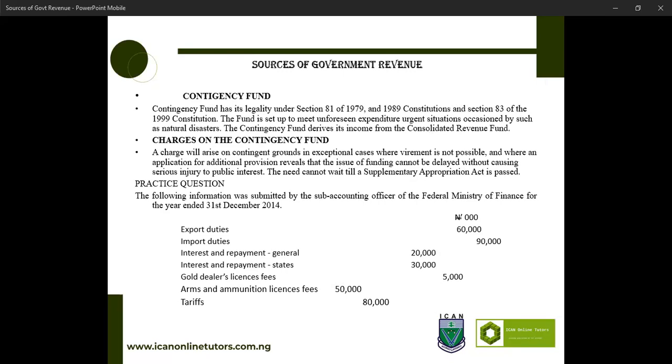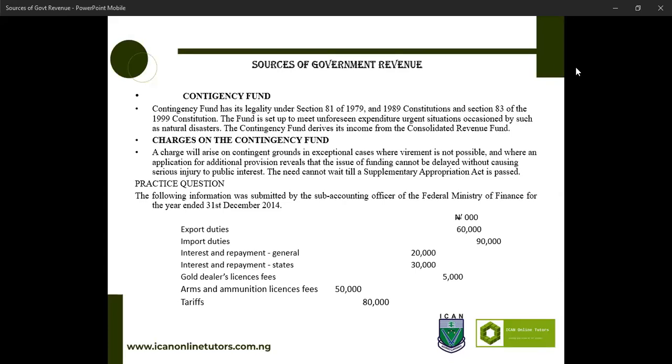The contingency fund, as the name implies, has its legality under Section 81 of the 1979 and 1989 constitutions, and Section 83 of the 1999 constitution. The fund is set up to meet unforeseen expenditure, urgent situations occasioned by such as natural disasters. The contingency fund derives its income from the Consolidated Revenue Fund. That is, the federal government also funds the contingency fund account. So it is majorly meant for unforeseen circumstances like war, natural disasters, or disease outbreak.